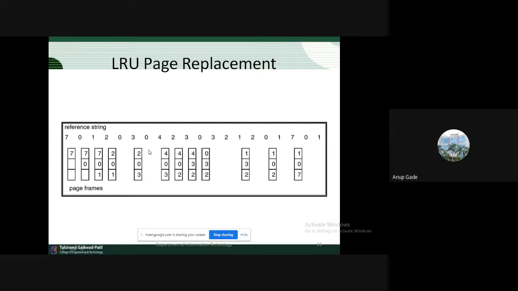Okay, then 0 again we used. Now here we have to decide which to replace. So 0 recently used, 3 recently used, so 2 is the oldest one, so replace 2 with 4. Okay, then check here. 4, 0, 2 already, acha 2 not there, sorry, 2 यहाँ पे नहीं है, so we have to replace 1. So 0 and 4 are recently used, so least recently used is 3, so replace 3 with 2.